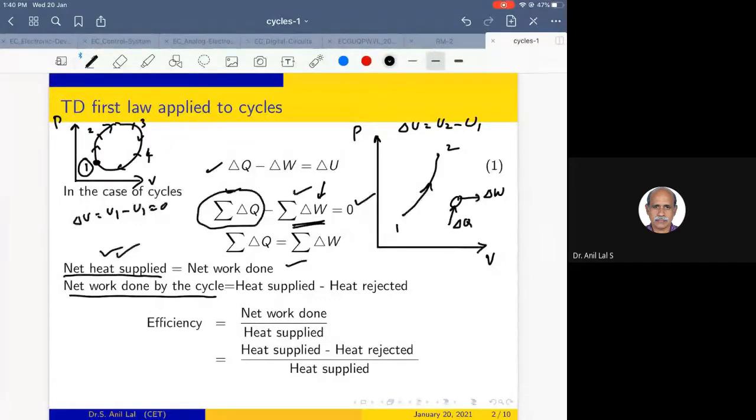So net heat supplied is what? The heat supplied minus heat rejected. So this is how you write the net work done, which is heat supplied minus heat rejected, and then you write efficiency. Most of the time these cycles are for producing a certain amount of mechanical work, or net work output of the system. There are cases in which the purpose is something different also.